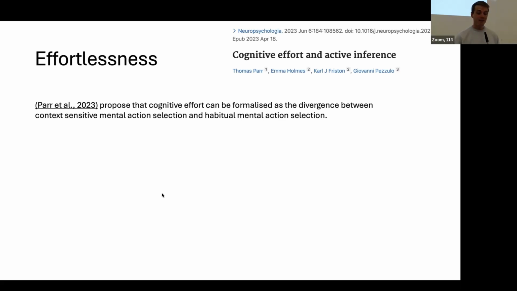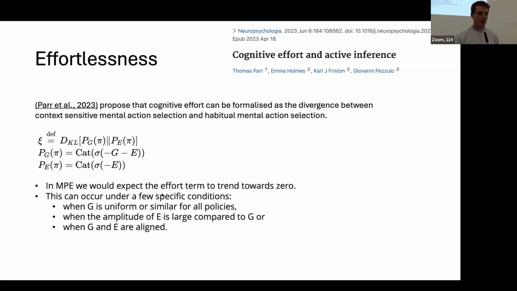But so the effortlessness interestingly falls out as a prediction of the model. Once you've made these formalizations that I already described, effortlessness seems to be a prediction. And here, if we just adopt the view that was presented by Thomas, Emma, Carl, and Giovanni, that effort can be formalized as this divergence between the habits and the expected free energy, effectively. When you look at the formalizations I've already done so far, you can see that effortlessness, as they've defined, would happen under these specific conditions, right? Mathematically, that term, the effort term here, actually goes to zero if one of these conditions are met. You know, if G is uniform or similar for all the policies, or if the amplitude is different.